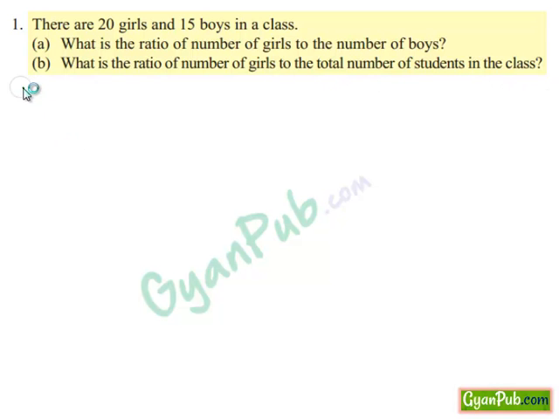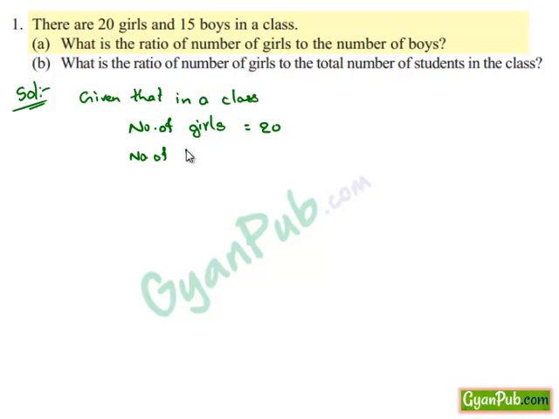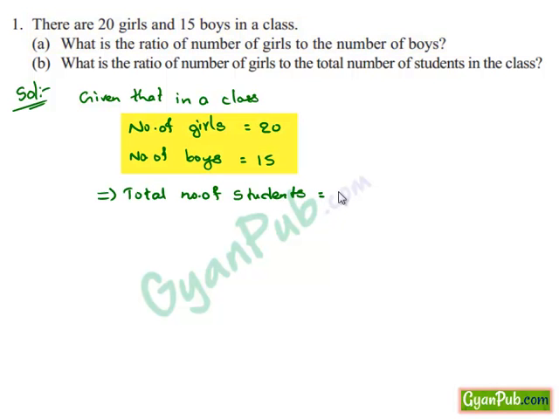Let's do the solution. First, given that in a class, number of girls is equal to 20, number of boys is equal to 15. This implies total number of students is nothing but sum of number of girls plus number of boys, that is 20 plus 15, which gives 35. Now we have to find the ratio of number of girls to the number of boys.